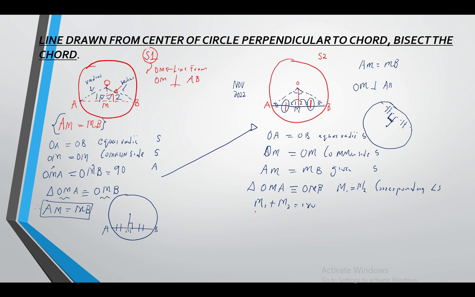So where there is M1, I can put M2. M2 plus M2 is 180. Therefore, M2 plus M2 is 2M2. 2M2 is 180. Divide both sides by 2. M2 is 90. So I've proven that the angle here is 90. So when the angle between OM and MB is 90, it means OM is perpendicular to AB.